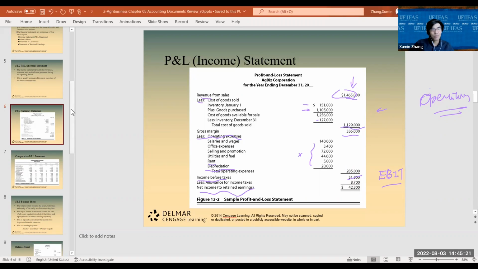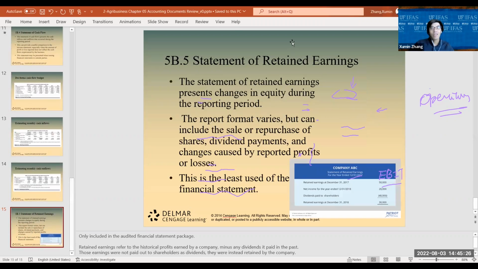Why not just go directly to retained earnings? The retained earnings statement presents the changes in equity during the report period, for example one year. We have the retained earnings at the beginning, and then we add the net income, the money we earned, and then subtract anything we paid, like the dividends. This is the least used of the financial statements. But for me, it just tells you how much money they earned, how much money they paid to the stockholders, and how much money they retained in the company.